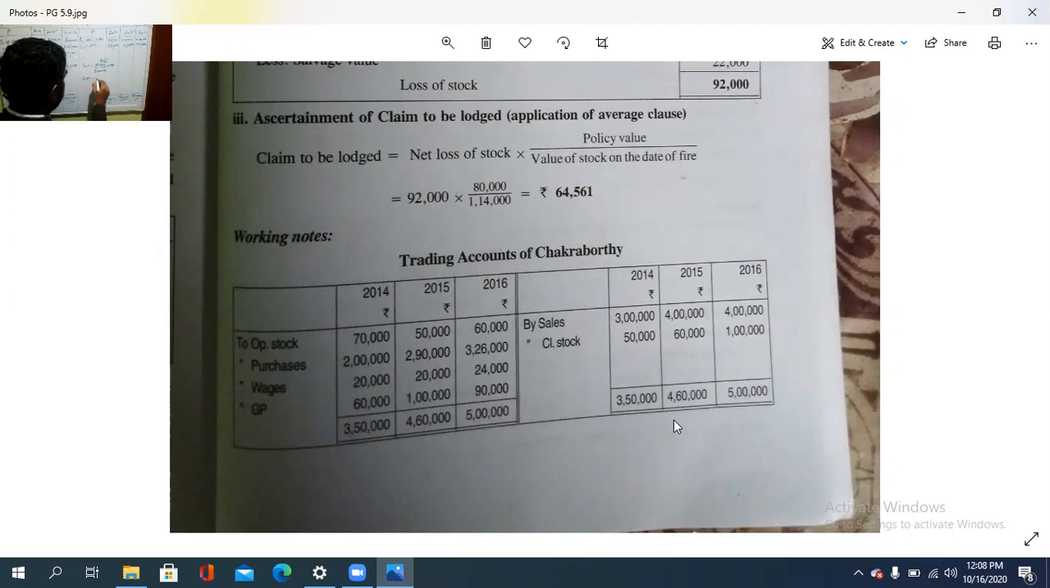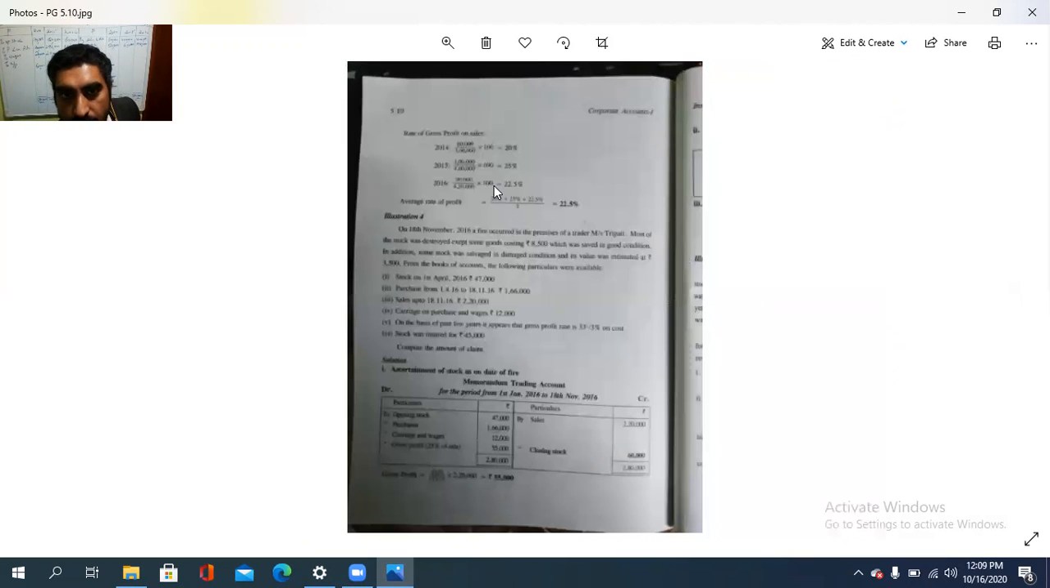2015 is equal to 1 lakh divided by 4 lakh into 100. This and this is over. This and this is over. So how much? 25. So 25% for the second year. And then 2016 is equal to 90,000 divided by how much? 4 lakh into 100. This and this over, this and this over. So 90 divided by 4, how much it is? So it is 22.5%.